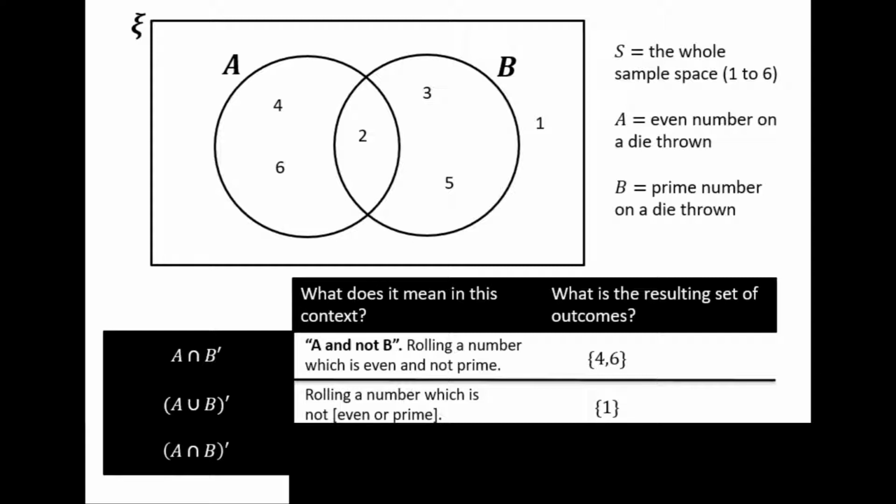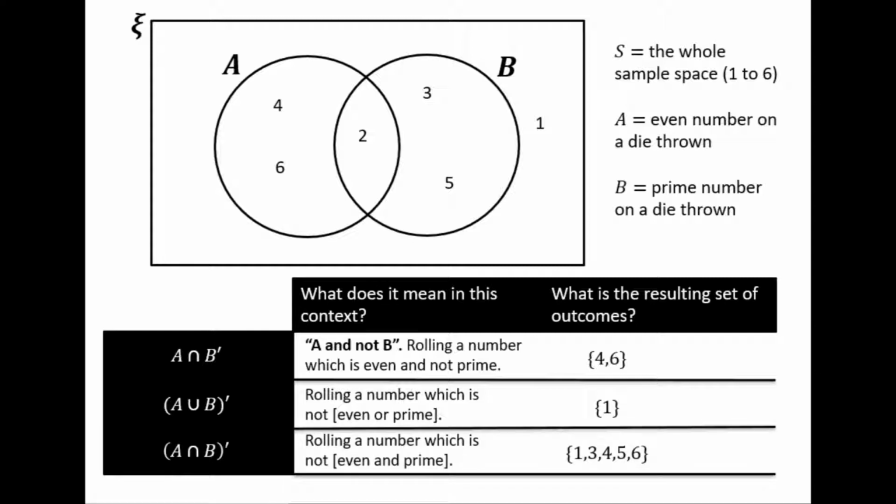And let's look at another bracketed expression. A intersection B. In this context, that means an even number that is also prime. So we're back to the number 2, but it's the complement of that. It's everything except that. It's the opposite of that. So everything outside of that section, everything outside of that region that contains the number 2.